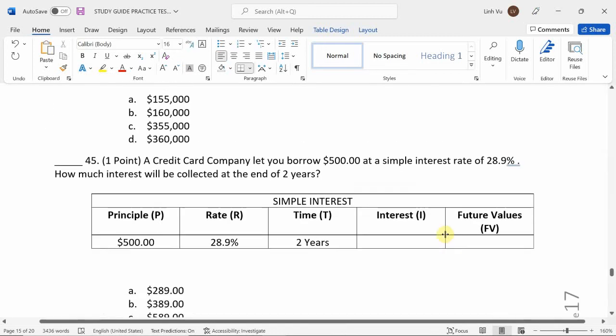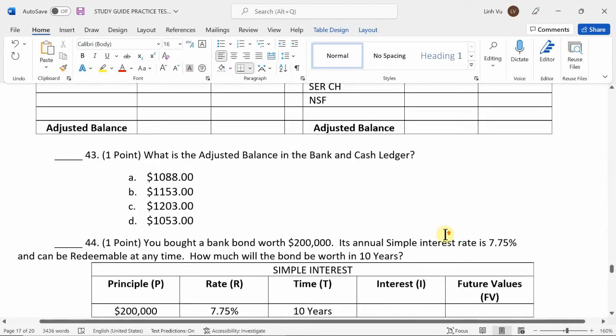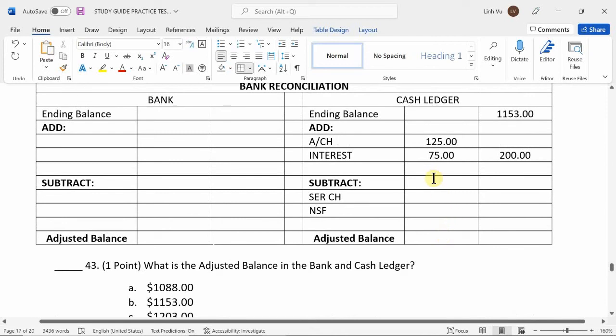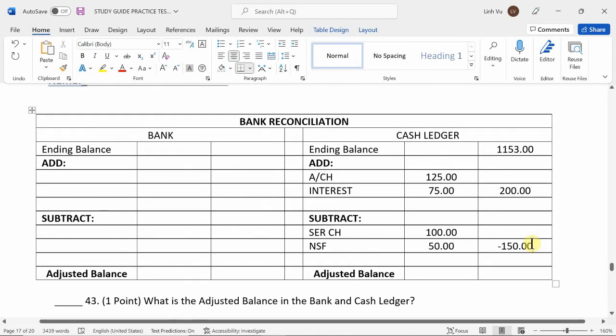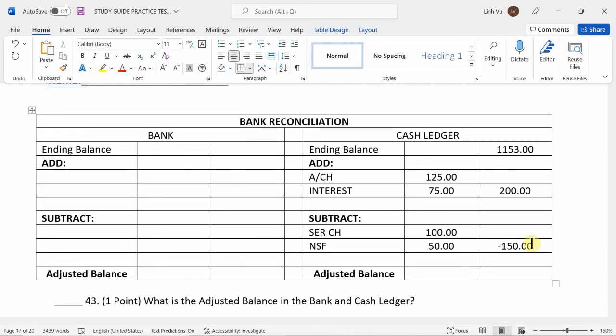So we need to account for a $50 NSF, and you get a new bank service charge. Yes. Okay, so service charges of $100 plus the $50 NSF will give you $150. So in this case, what should be my adjusted balance in my cash ledger?